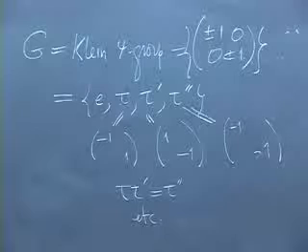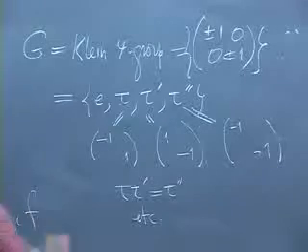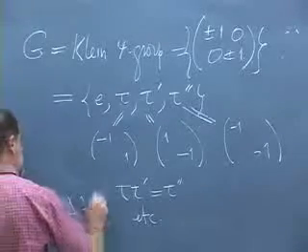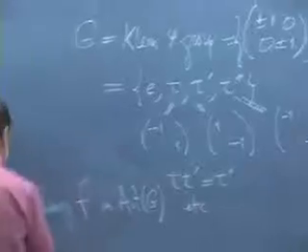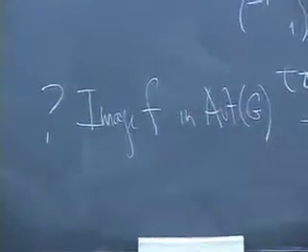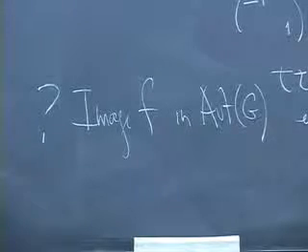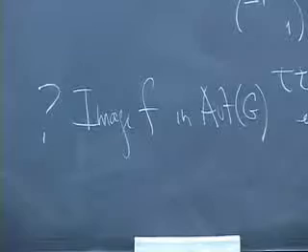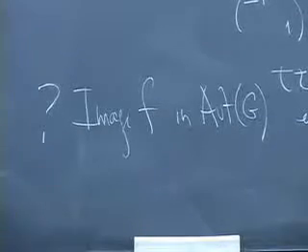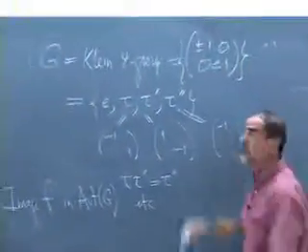Okay. What is the image of F in Aut G in this case? Well, what do I get when I conjugate by an element in this group? What kind of automorphism do I get in this group if I conjugate by one of these matrices?